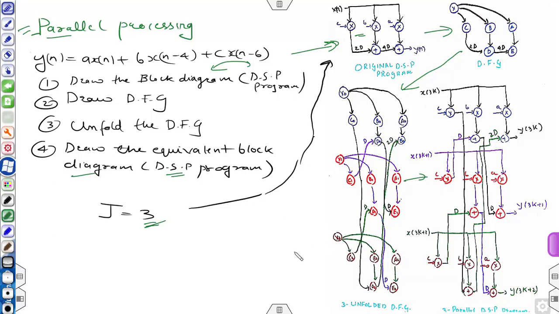And suppose the sampling rate of the original was k, then the sampling rate of this j times unfolded DSP program will be j into k. If it was generating k samples in a unit time, it will generate j times k samples in the same amount of time. So the sampling rate is increased by a factor j.